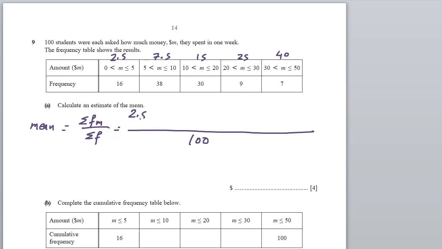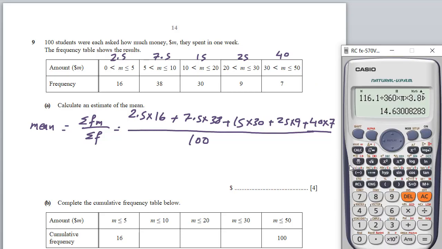It's 100 students. So 2.5 multiplied by 16 plus 7.5 multiplied by 38 plus 15 multiplied by 30 plus 25 multiplied by 9 plus 40 multiplied by 7. Now open the brackets. 2.5 multiplied by 16 plus 7.5 multiplied by 38 plus 15 multiplied by 30, 25 multiplied by 9 plus 40 multiplied by 7. Close the bracket divided by 100.